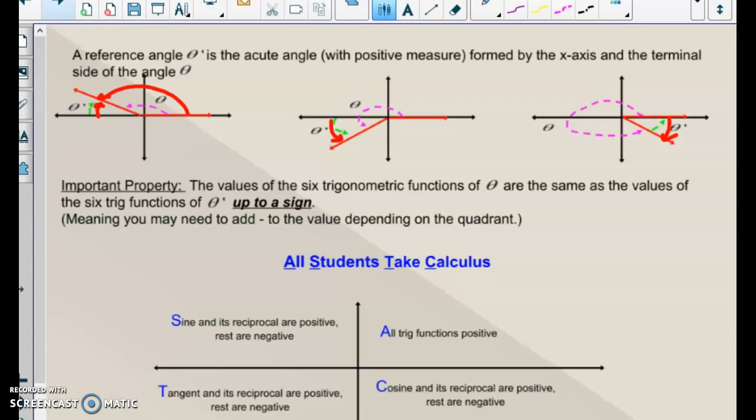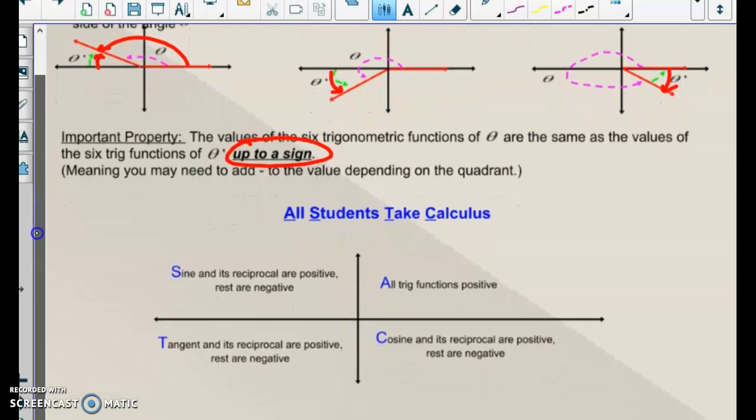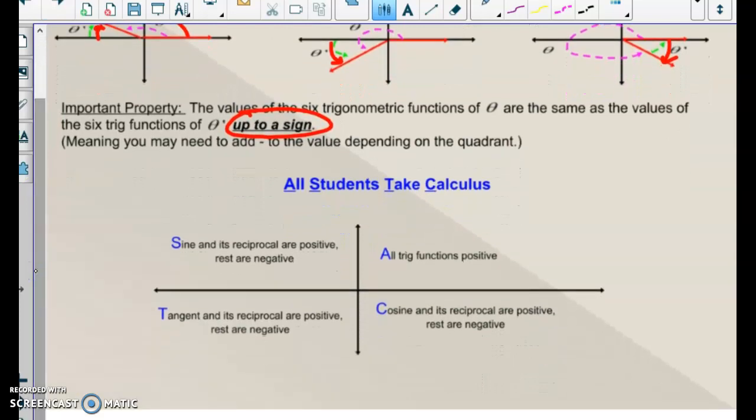An important property: the values of the 6 trig functions of theta are the same as the values of the 6 trig functions at theta prime. Okay? But we have to make sure that our sign is correct, because when we do reference angles, we're always going to get the positive one. So how do we know where to put a negative sign and where we don't? Well, we use the cute little mnemonic device, all students take calculus.